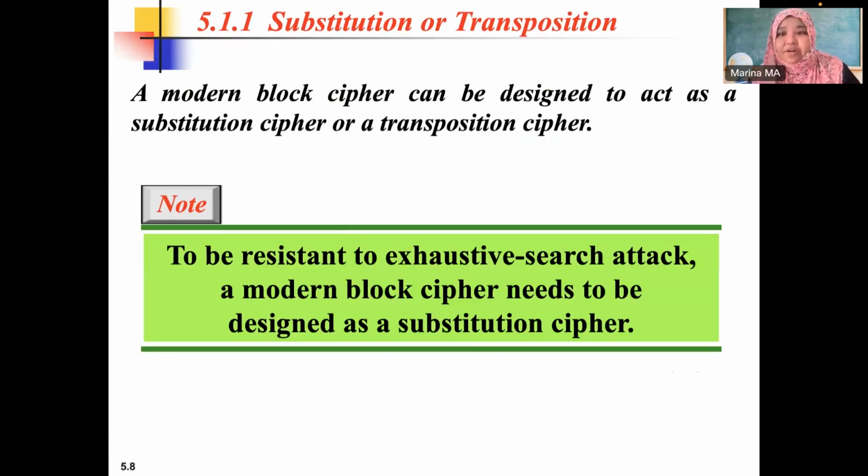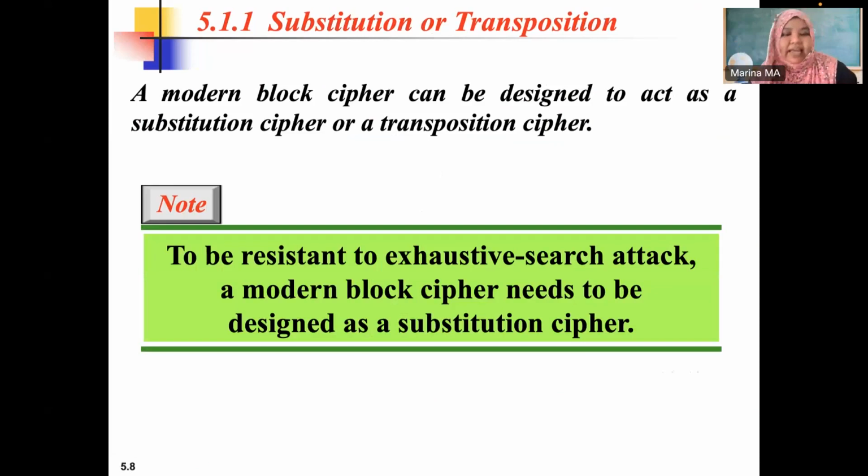A modern block cipher, okay, so we have established our block size. Now, a modern block cipher can be designed to act as a substitution cipher or a transposition cipher. Up to you, or you can combine. But now we are talking about substitution versus transposition. Your modern cipher can be substitution: A becomes Z, B becomes Y, C becomes X, and so on. Or it can be a transposition cipher, where you rearrange the position.